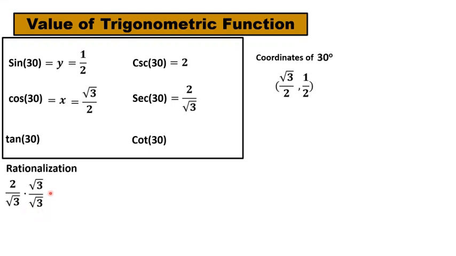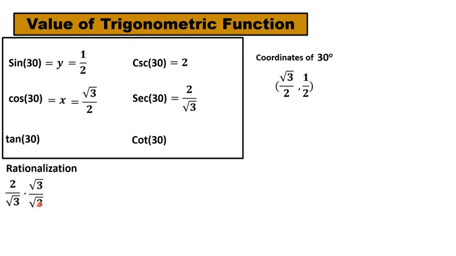Ngayon, kapag minultiply natin by square root of 3 over square root of 3, kasi itong square root of 3 over square root of 3, kapag di-divide mo yan, 1 yan, tama? So ngayon, kapag ang any number multiplied by 1, it's still that number, di ba? 300 times 1 is still 300.